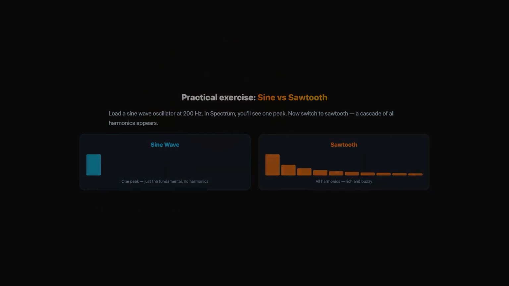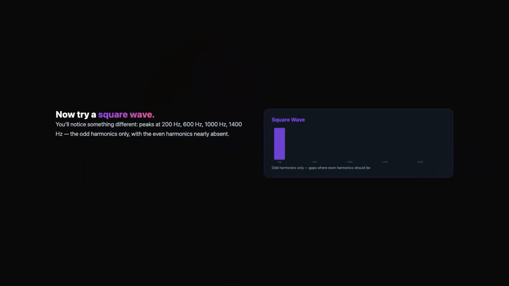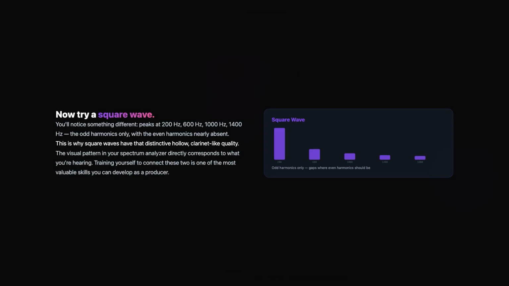Try this with a square wave next. You'll notice something different. Peaks at 200 Hz, 600 Hz, 1000 Hz, 1400 Hz, the odd harmonics only, with the even harmonics nearly absent. This is why square waves have that distinctive, hollow, clarinet-like quality. The visual pattern in your spectrum analyzer directly corresponds to what you're hearing, and training yourself to connect these two, the visual representation and the sonic result, is one of the most valuable skills you can develop as a producer.